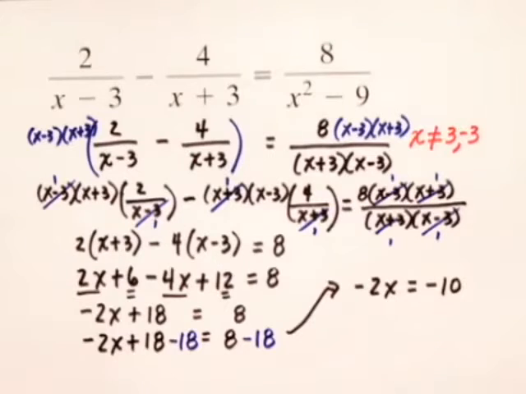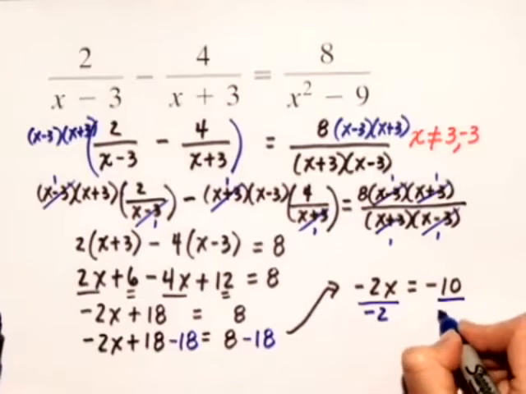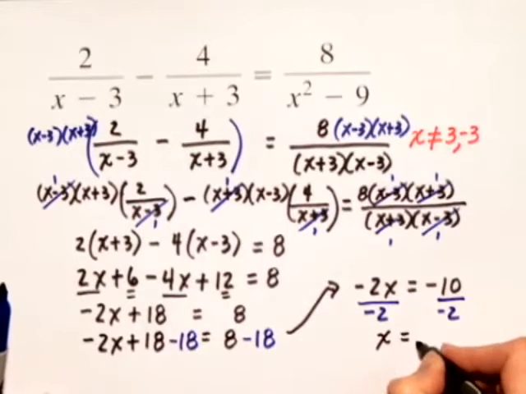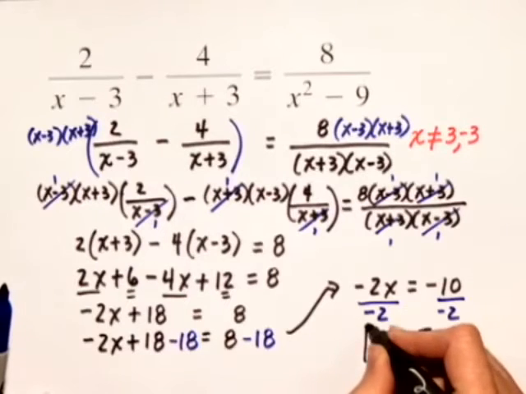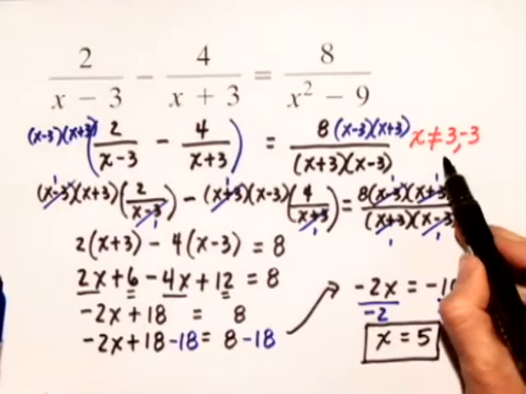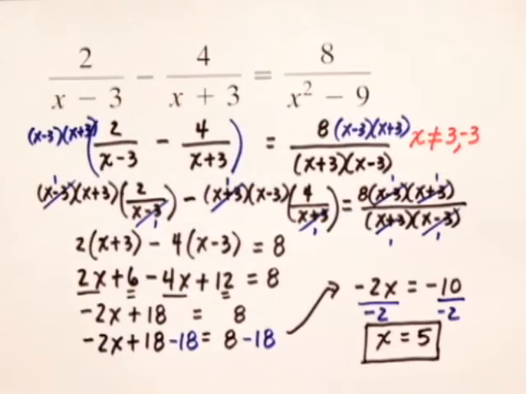Negative 2x is equal to 8 minus 18, which gives us negative 10. Our last step is to divide both sides by negative 2, and we're left with our solution, x is equal to positive 5. Now notice that this solution, x equals 5, is not part of our restricted values that we talked about in the beginning. So our solution set is x is equal to 5.